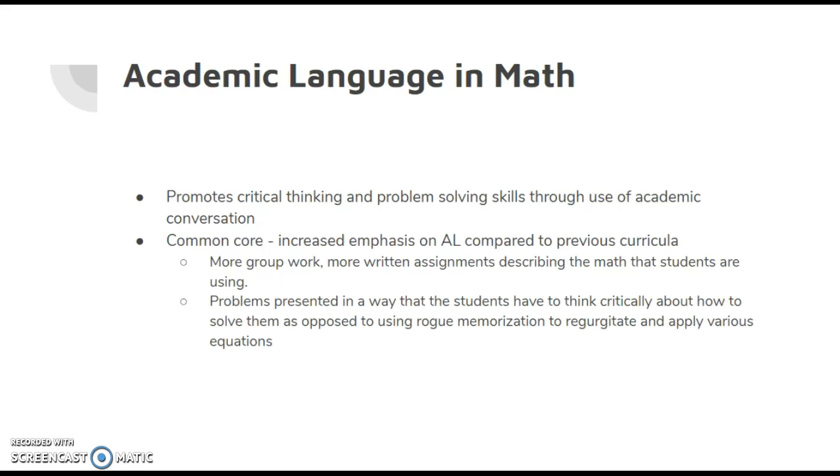So Common Core has a lot more group work, and more written assignments, though small, where the students describe the math that they are using to solve the problems they are attempting. Also, one thing I have observed is that the problems are presented in a way that the students have to think a lot more critically about how to solve them, as opposed to using the older rote memorization techniques to just memorize, regurgitate, and apply various seemingly random equations.